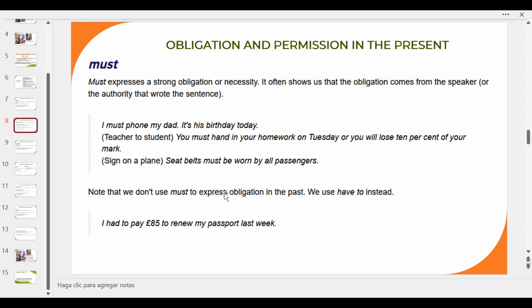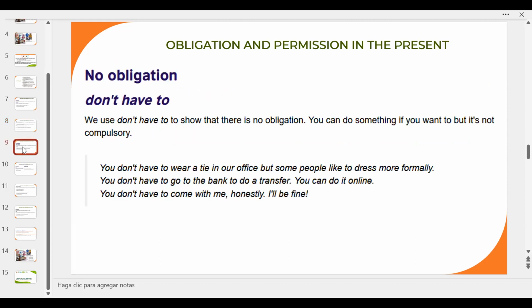If we want to talk about obligations in past, we use had to instead of must. So in general conclusion from this group, obligation, have to and must, they mean exactly the same. If you want to be very precise, have to, it's external obligation, let's put it like that. Must usually comes from the speaker.